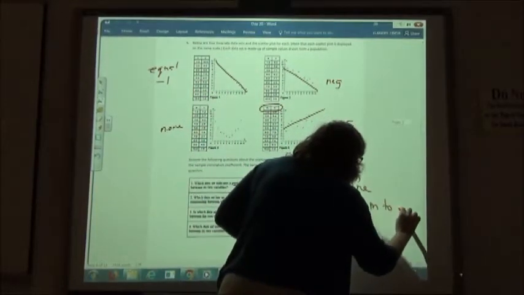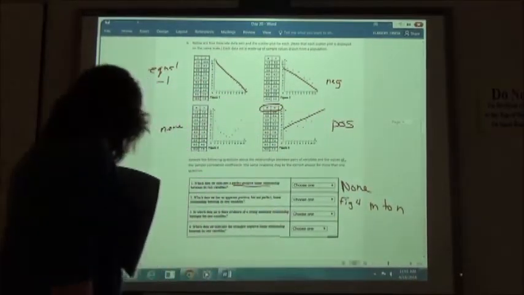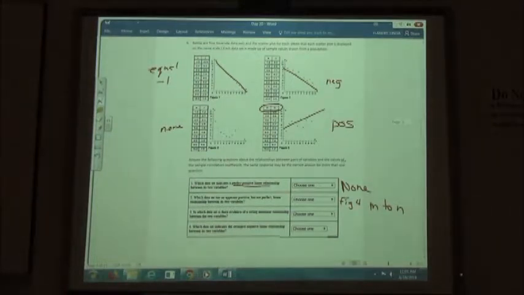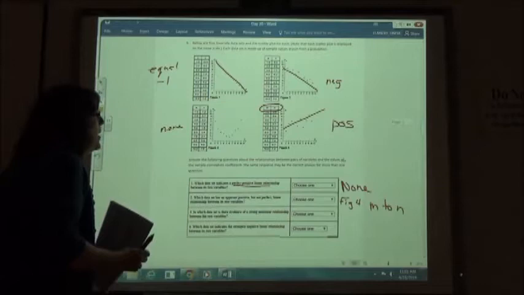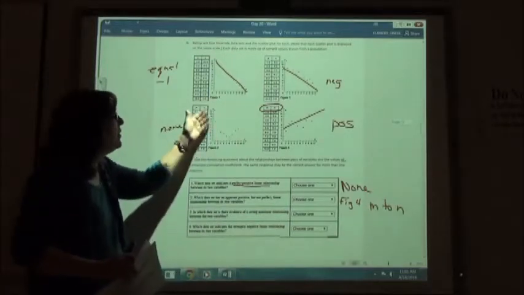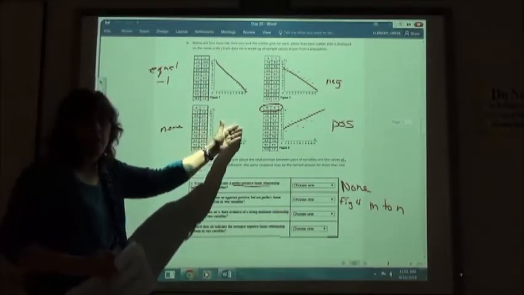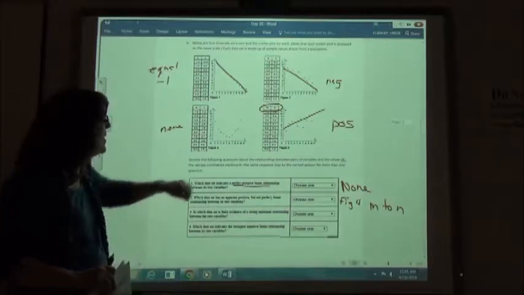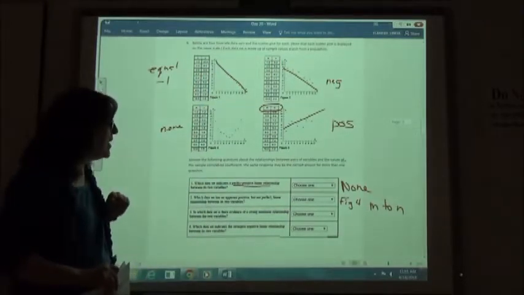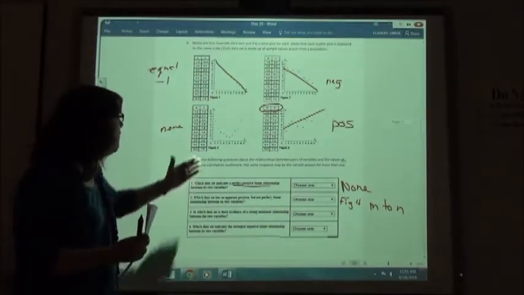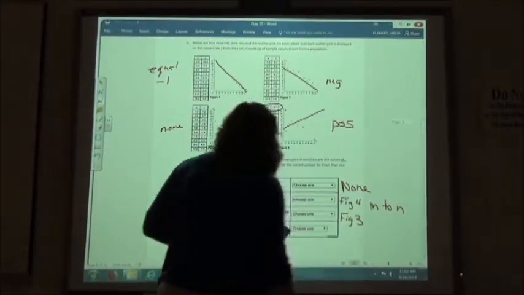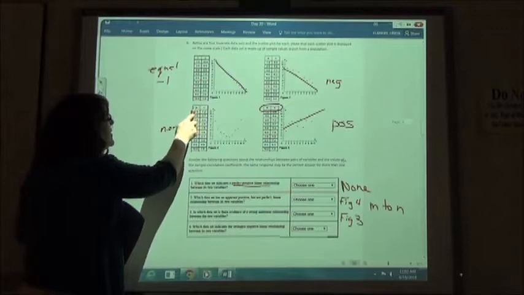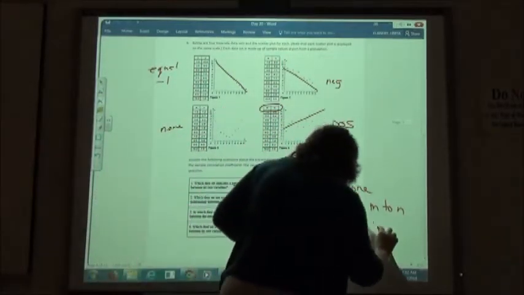M to N. In which data set is there evidence of a strong nonlinear relationship? Here we have that nonlinear relationship. It's not a line, it's a parabola is what it is. But there's not a linear relationship there at all. And so figure 3 has a nonlinear relationship. That's the W to T.